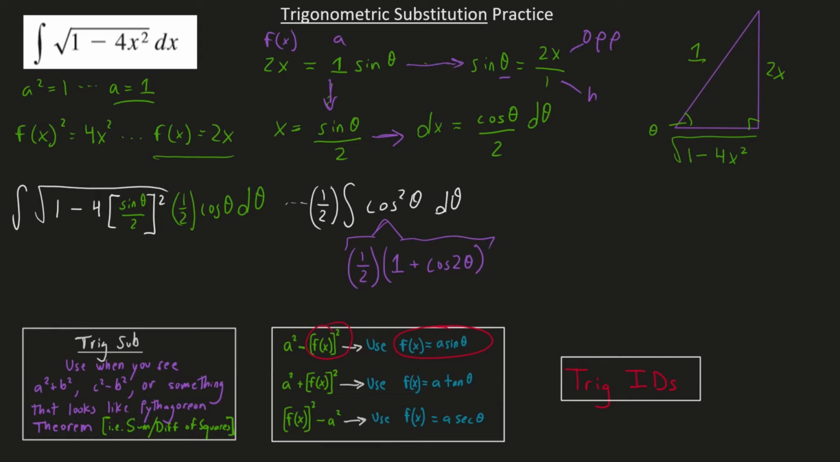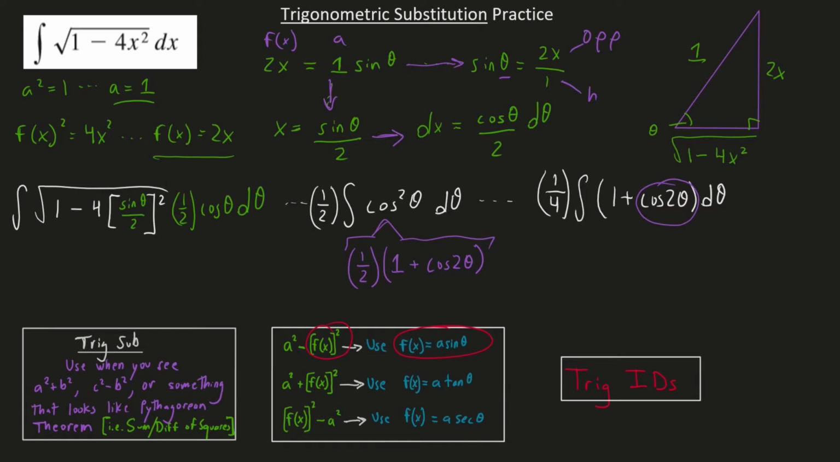I do know I can split this cosine squared using the half angle identity for cosine squared. So I'll do that. I'll end up here. Of course, this 1/2 can come outside the integral to make a 1/4. And now I'm looking at this integral, and it doesn't look too bad. The antiderivative of the one part will just be a theta, and the antiderivative of cosine of 2 theta, well, that is a u substitution logic right there.